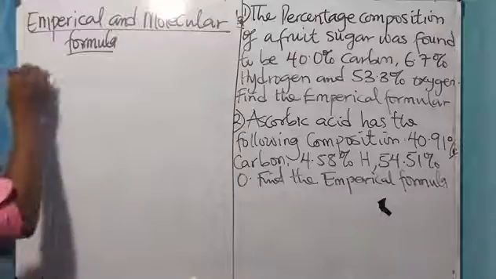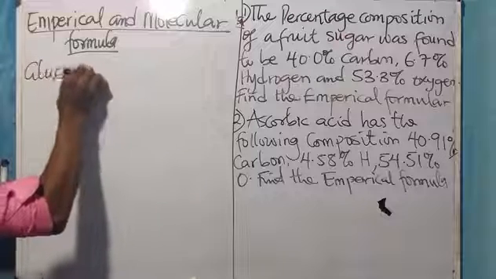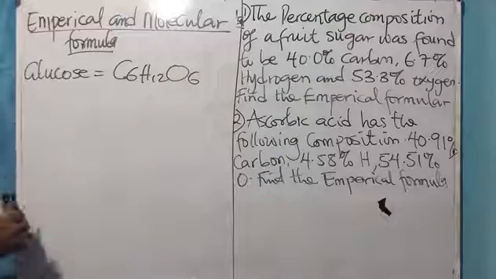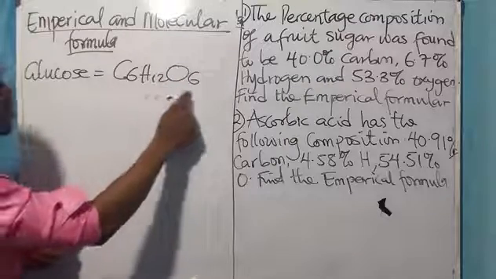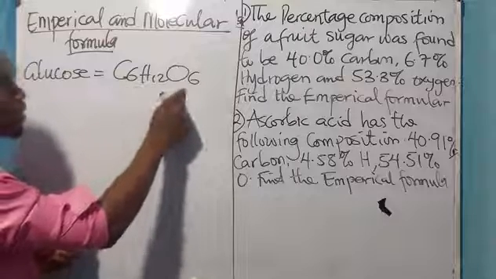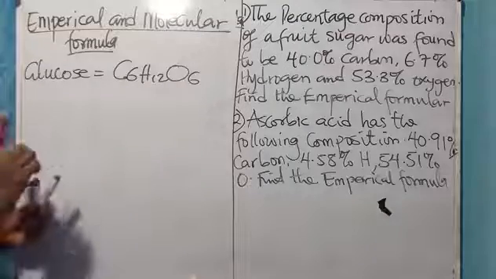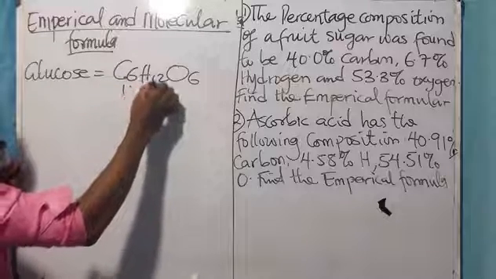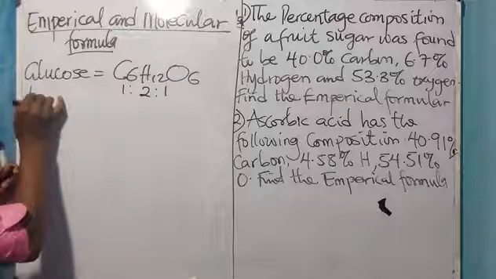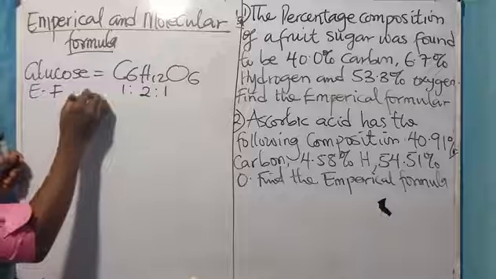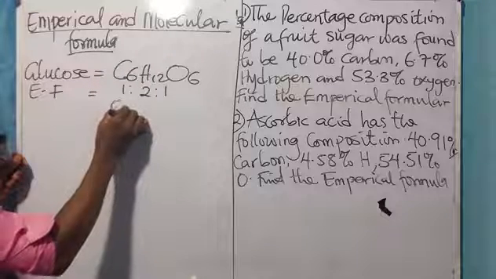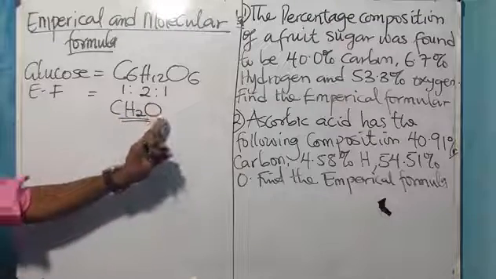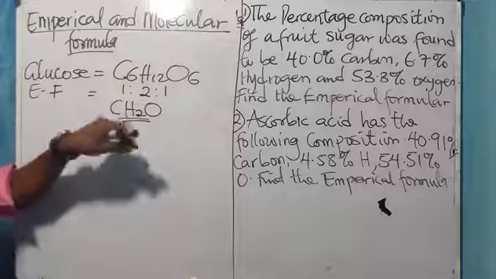Take for example glucose. Glucose is C6H12O6. Alright, so this is the molecular formula of glucose. But the empirical formula now: 6 divided by 6 is 1, 12 divided by 6 is 2, 6 divided by 6 is 1. Therefore, this becomes the empirical formula, which can be written as CH2O. Alright, so this is the empirical formula of glucose, which is CH2O.